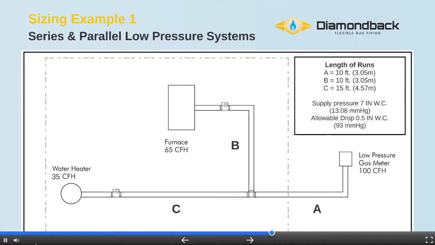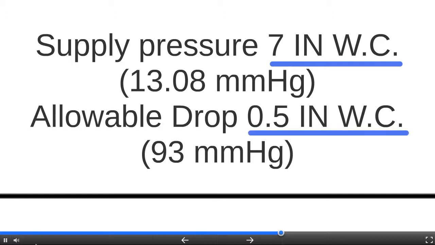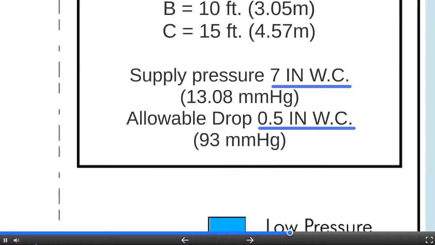Here's a layout of a home installation. In it, you will see the outside gas meter, the furnace, and the water heater. In between, of course, is the Diamondback CSST pipe, a T, and the line shutoff valves. Note that the supply pressure here is 7 inches water column with an allowable drop of 0.5 inches water column.